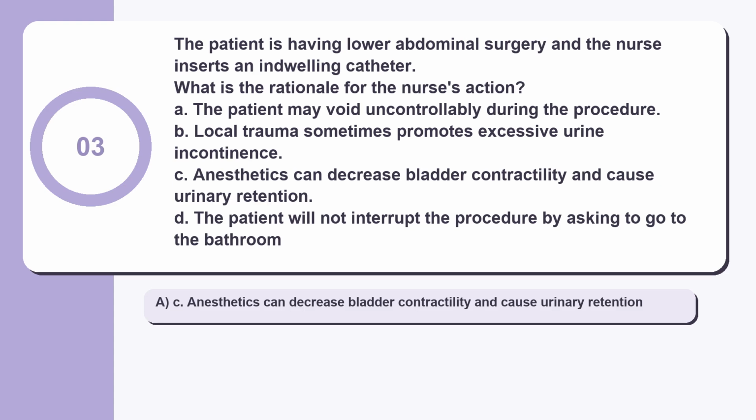Question 3. The patient is having lower abdominal surgery and the nurse inserts an indwelling catheter. What is the rationale for the nurse's action? A. The patient may void uncontrollably during the procedure. B. Local trauma sometimes promotes excessive urine incontinence. C. Anesthetics can decrease bladder contractility and cause urinary retention. D. The patient will not interrupt the procedure by asking to go to the bathroom. The answer is C. Anesthetics can decrease bladder contractility and cause urinary retention.